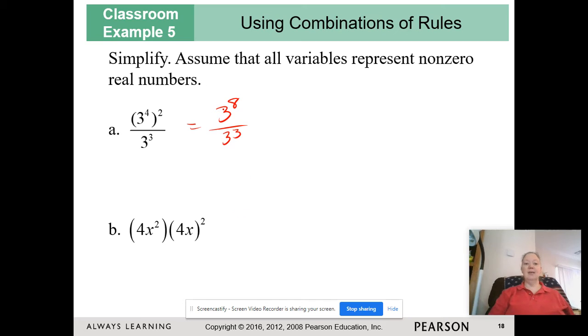Okay. Now we're going to use the quotient rule. We can cancel out 3 pairs of 3's. We're left with 5 pairs of 3's in the top.